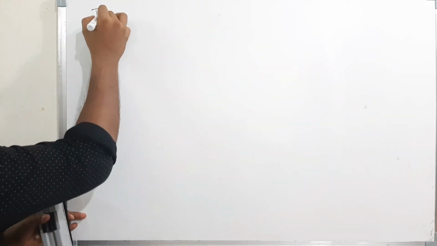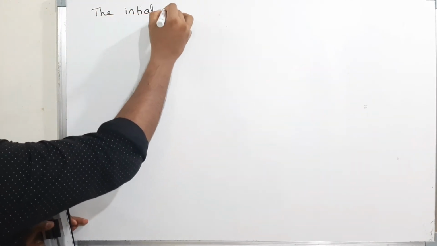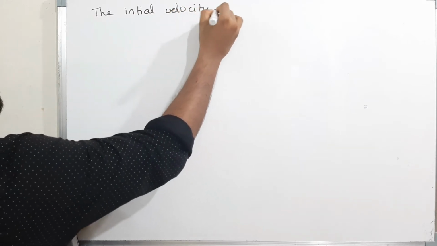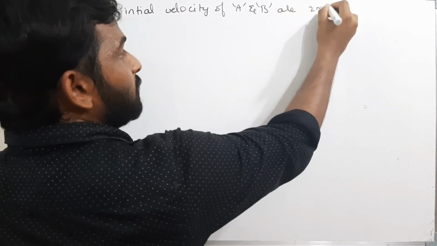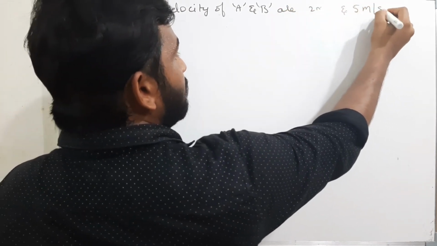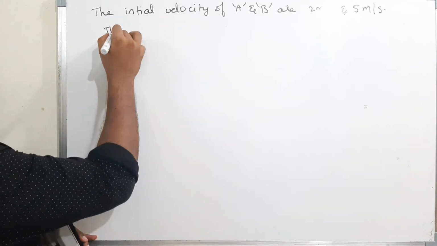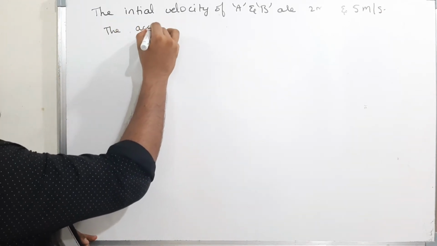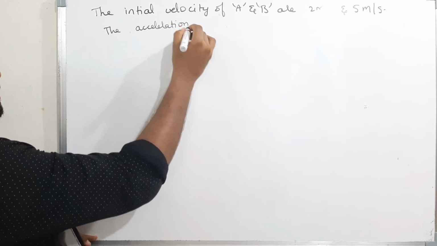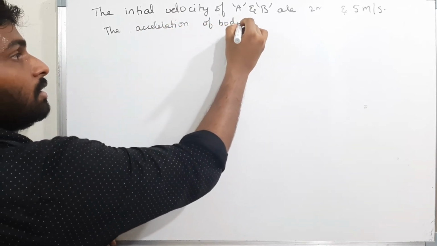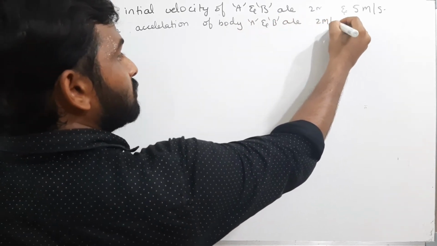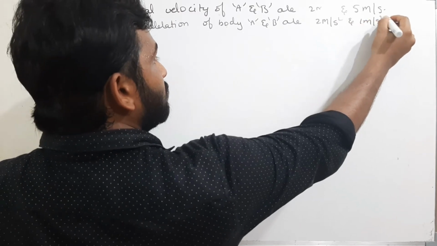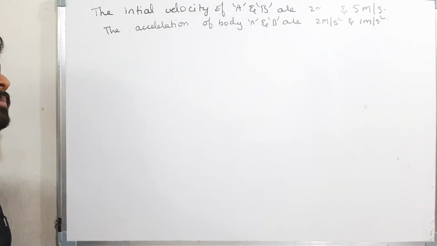Okay, see here. The initial velocities of A and B are 2 meters per second and 5 meters per second. The accelerations of the bodies A and B are 2 meters per second square and 1 meter per second square.